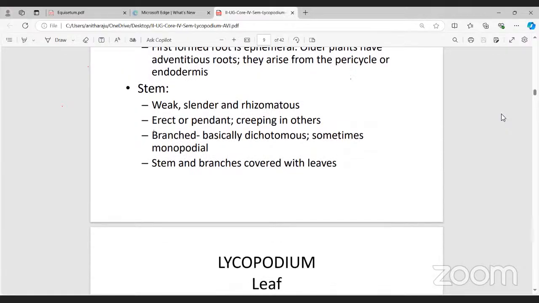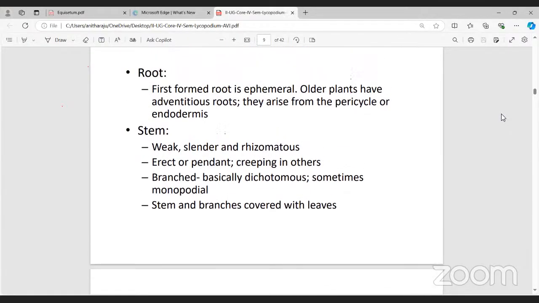Root system clear. Adventitious roots. You can see here adventitious roots from the pericycle. That is not an important one, where they are arranged, but only adventitious roots is enough. Theory as well as practical also. A stem: how is the stem in Lycopodium? Weak, slender, rhizomatous, erect, pendant, creeping, and others. Branching basically dichotomous, sometimes monopodial. Stem branches covered with leaves. Already they are all discussed.